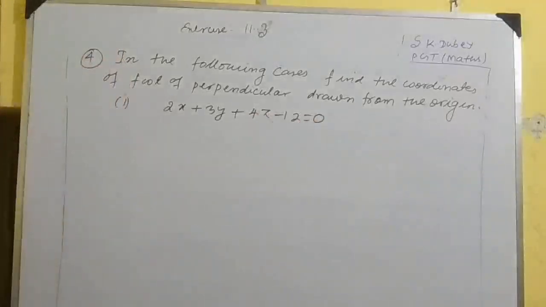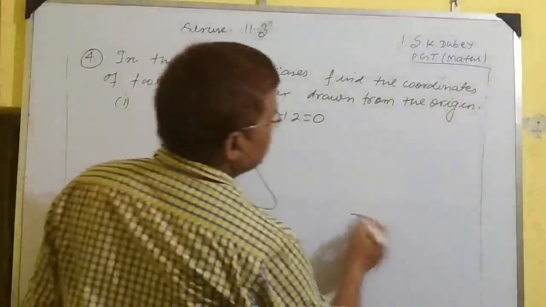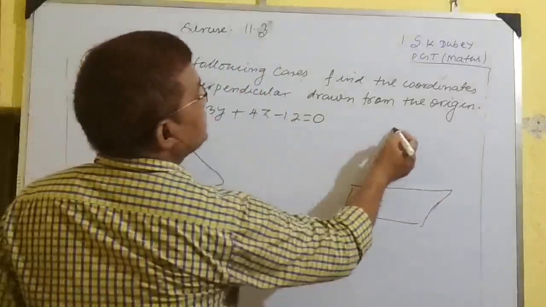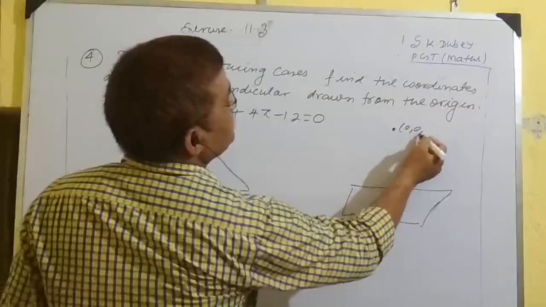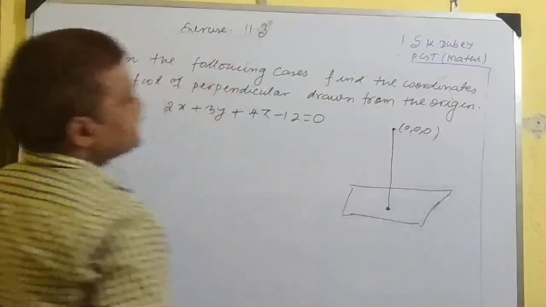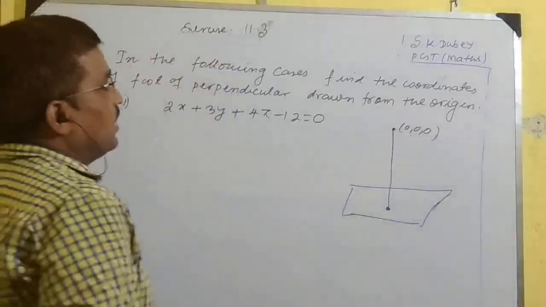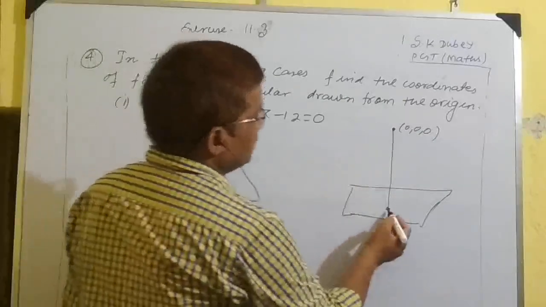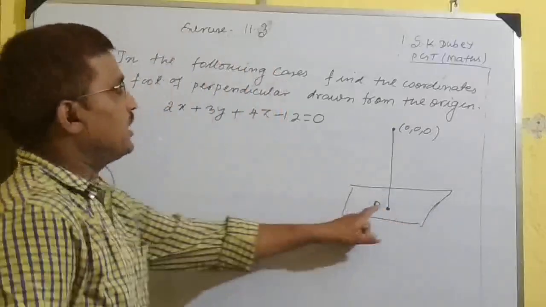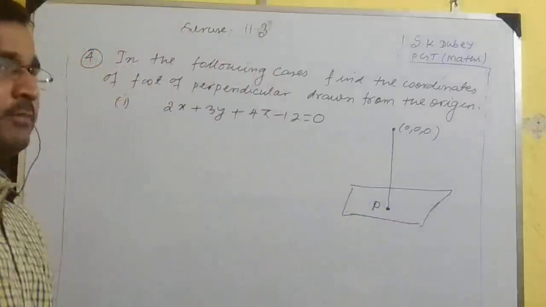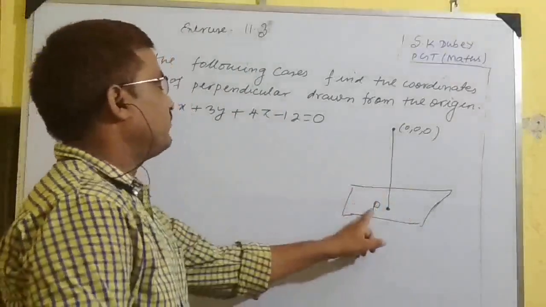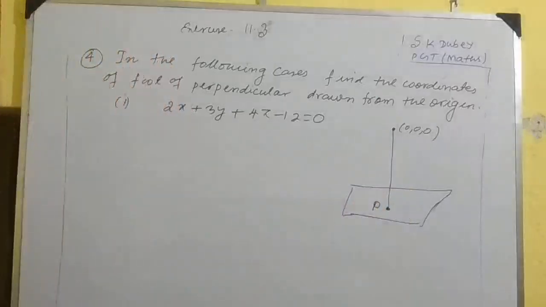Now the question is, let us suppose that this is a plane and this is the origin. A perpendicular is drawn from the origin to the plane, and this perpendicular meets the plane at point P. This point P is the foot of the perpendicular from the origin to this plane, and we have to find the coordinates of point P.